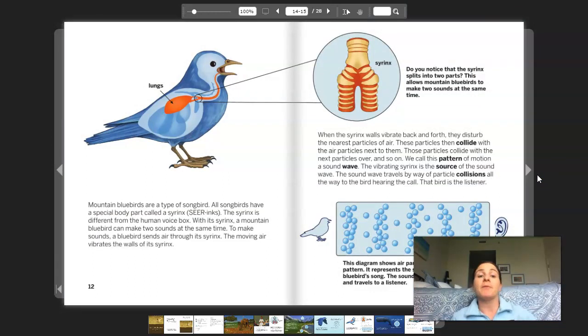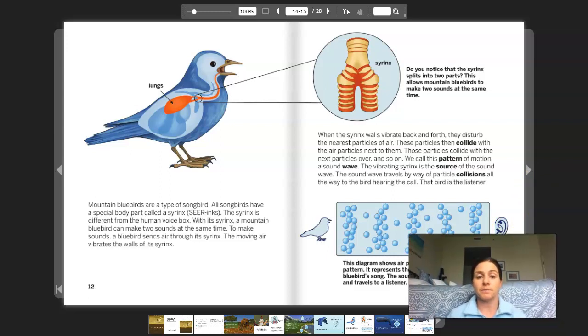Mountain bluebirds are a type of songbird. All songbirds have a special body part called a syrinx. The syrinx is different from the human voice box. With its syrinx, a mountain bluebird can make two sounds at the same time. To make sounds, a bluebird sends air through its syrinx. The moving air vibrates the walls of its syrinx.